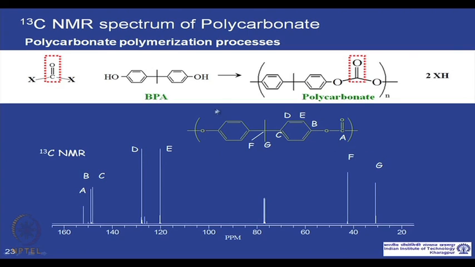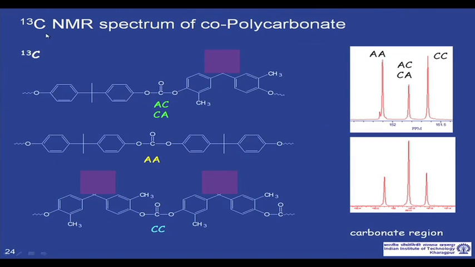Now, from a carbon 13 NMR spectrum, we can assign each individual carbon in this polycarbonate, and this species is special, A. This carbon from the carbonate peak is special, because with the help of this spectrum we can find out the composition of a copolymer, which we will show as an example in the next slide.